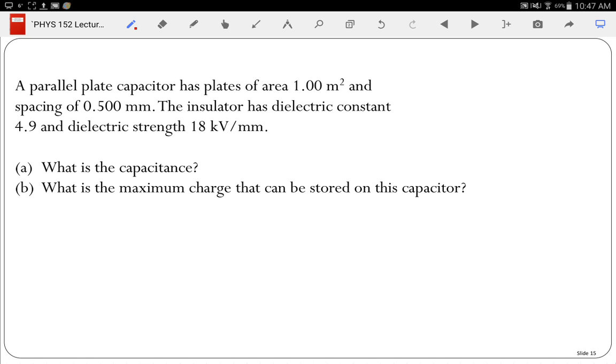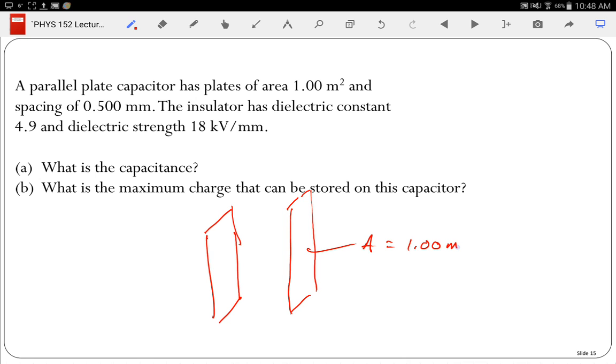Okay, a numerical practice problem. A parallel plate capacitor has plates that are 1 meter squared with a spacing of 0.5 millimeters. So let me draw my picture. There's my two plates, and they have area A equals 1.00 meters squared, and the spacing is d equals 0.500 millimeters. The insulator has a dielectric constant of 4.9.